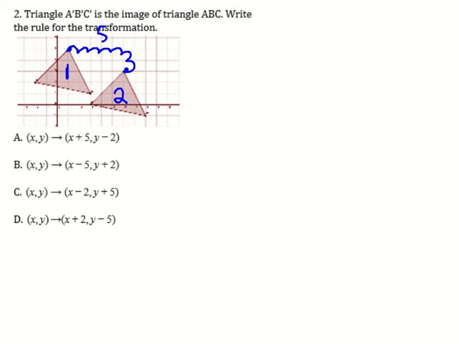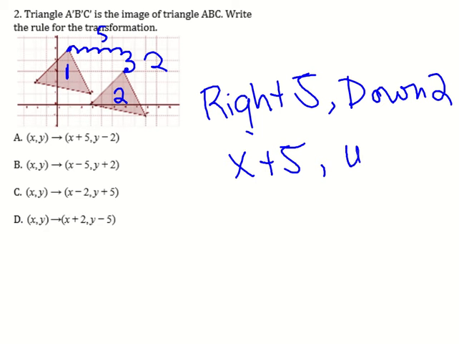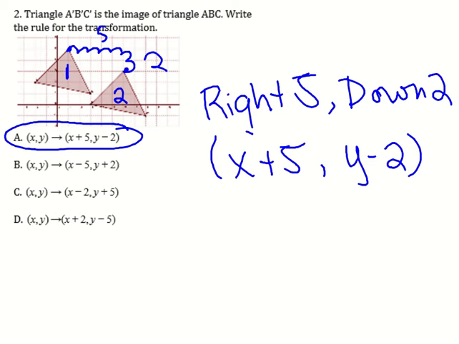So right 5, right 5, down 2. So that's going to look like x plus 5 and y minus 2, which will be option A. Right, in this case, right movement is always addition, left is always subtraction.